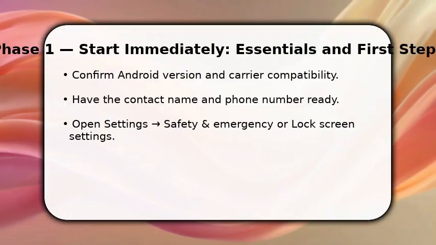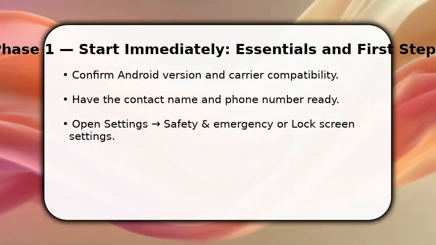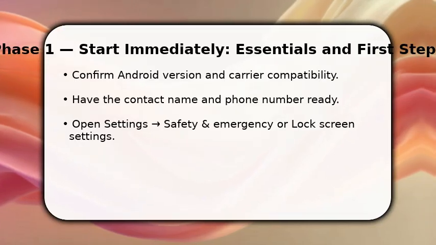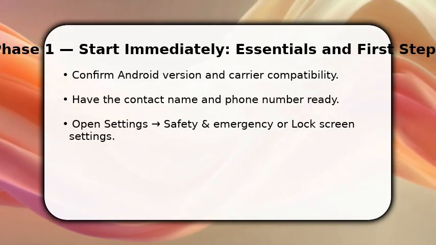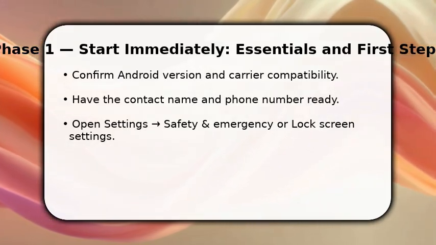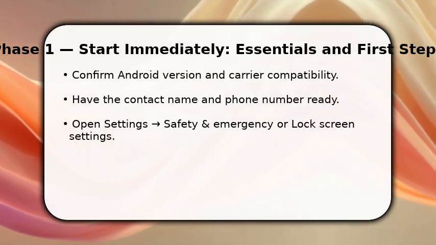You start by checking prerequisites: Android version, carrier support, and that you have the contact's number. Once done, unlock the phone and go to Settings. Type Emergency in the search bar if needed. Tap Safety and Emergency or Lock Screen and Security. This is where Android keeps SOS controls.